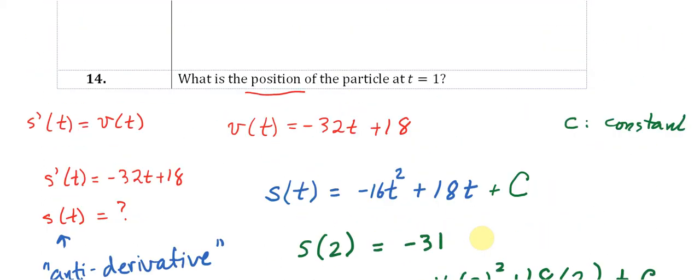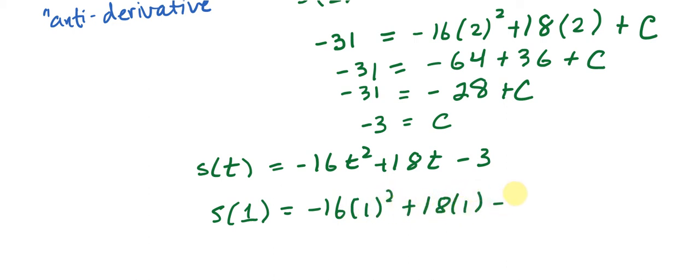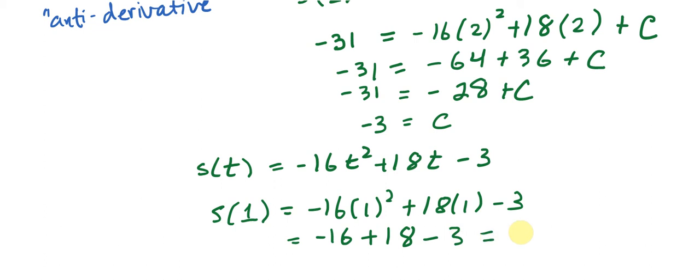And we wanted to know the position at t equals 1. So we plug in 1 for t. And this will give us negative 16 times 1 squared plus 18 times 1 minus 3. So this is negative 16 plus 18 minus 3. So that's 2 minus 3, so that's equal to negative 1.